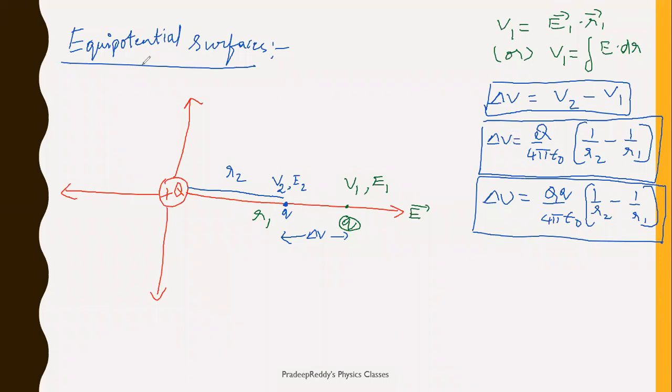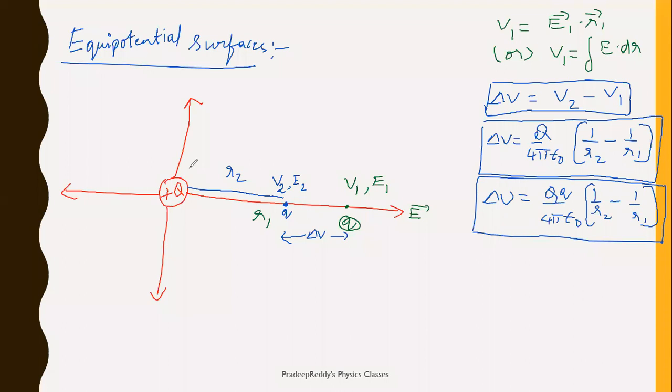Now you are learning about the equipotential surface. The name itself tells you: equi means equal, potential means potential. So those points where there is equal potential are said to be equipotential points. If you join the locus of all those points, you will get a surface, and that surface is called an equipotential surface, right?